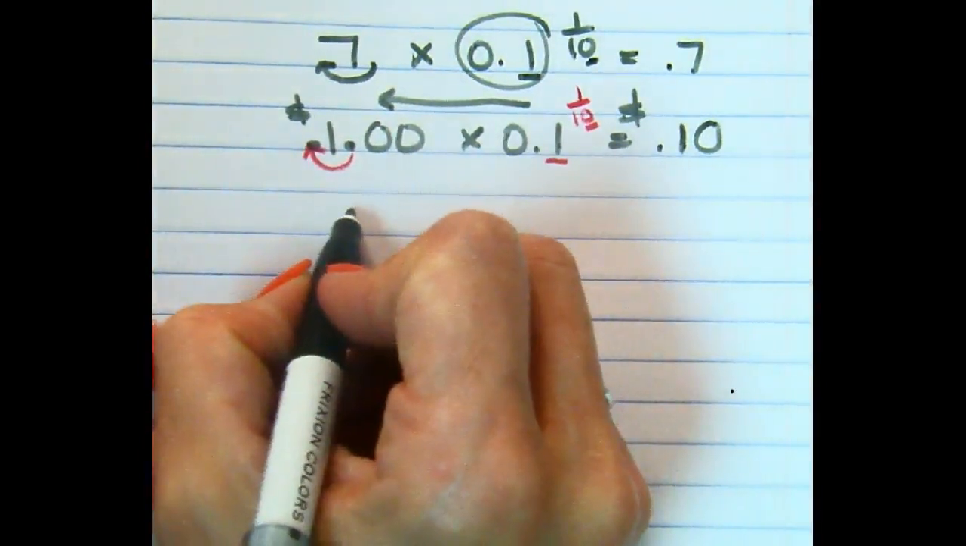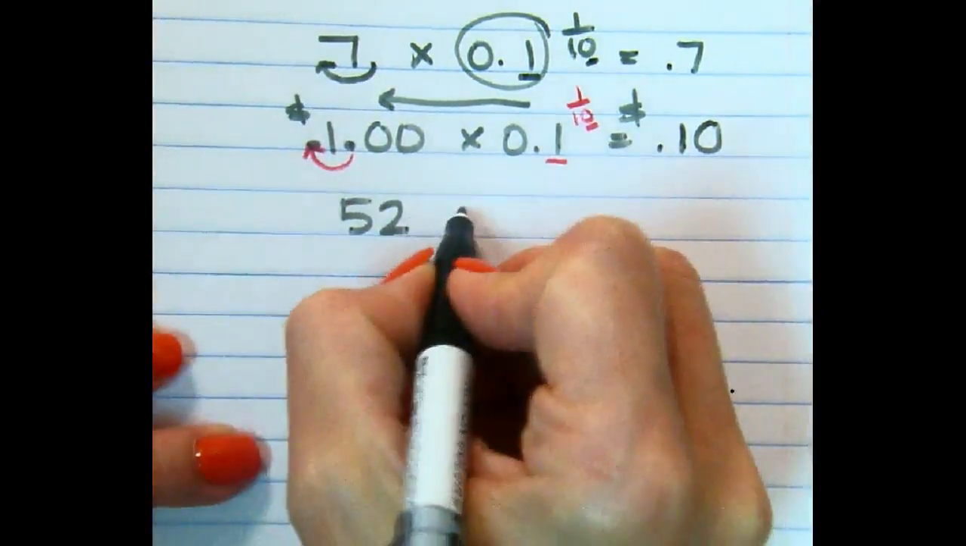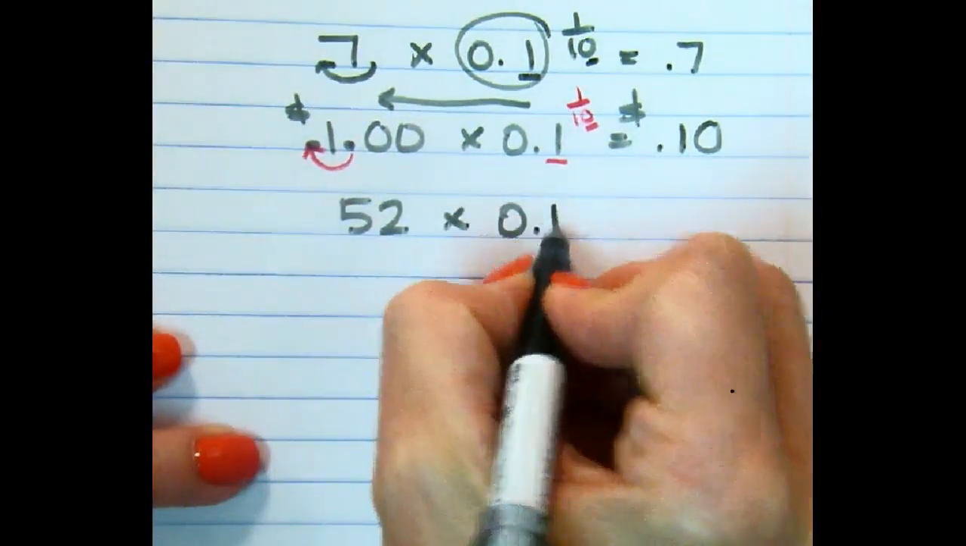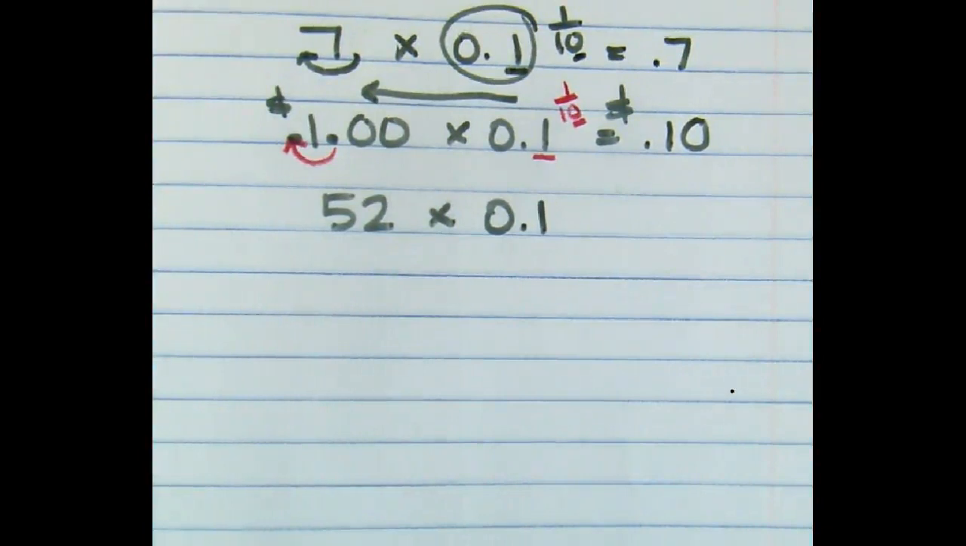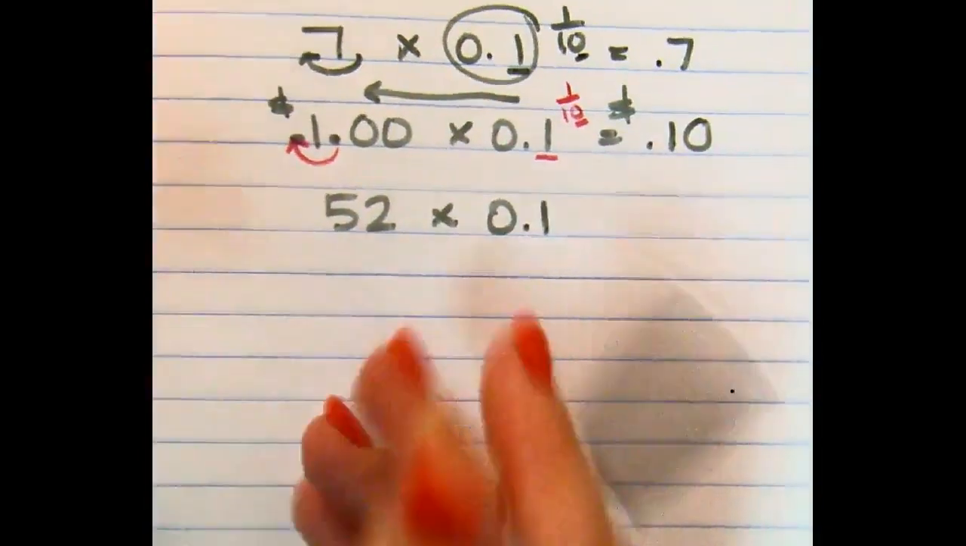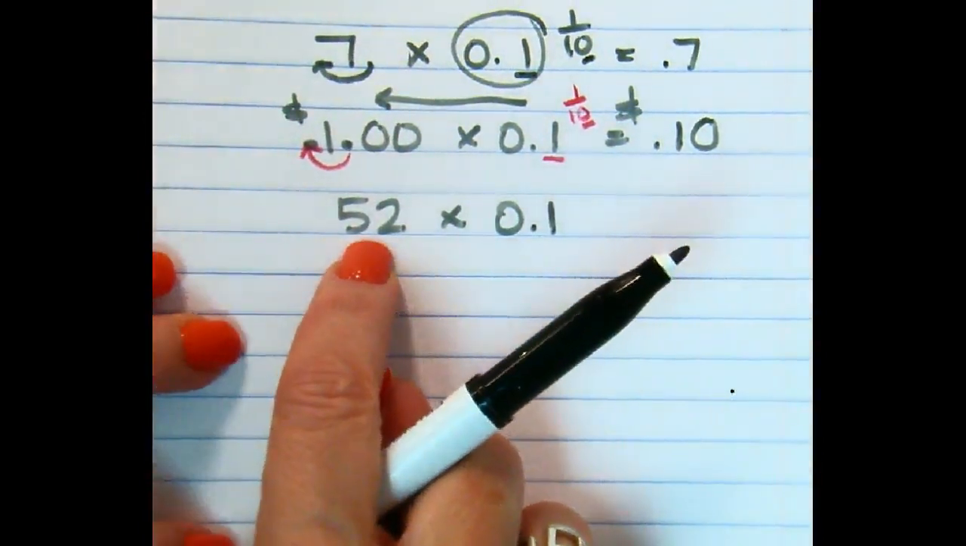So what if we had 52 times 1/10? We're not making it greater, we're decreasing in value. We want 1/10 of 52. What can we put together 10 times to get 52? Is what we want to know.